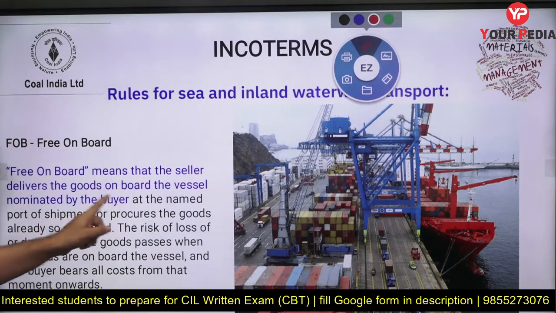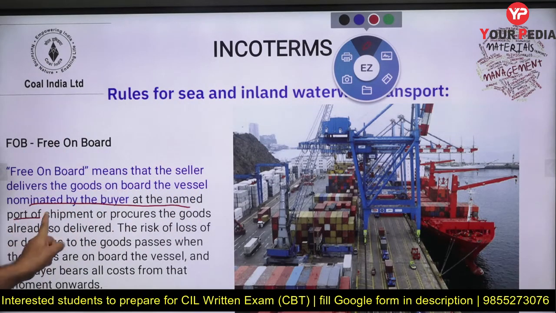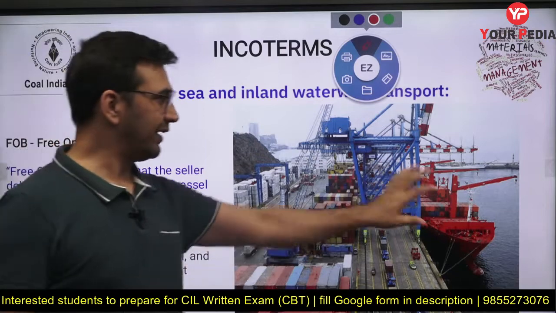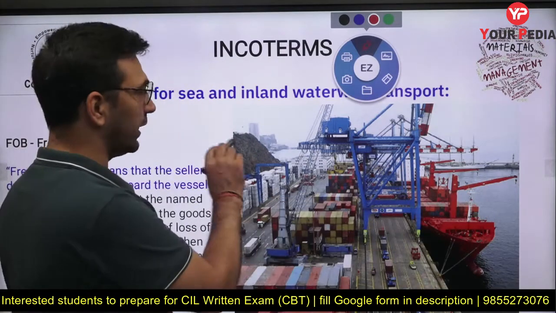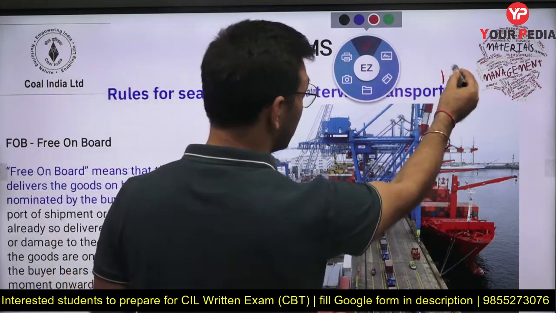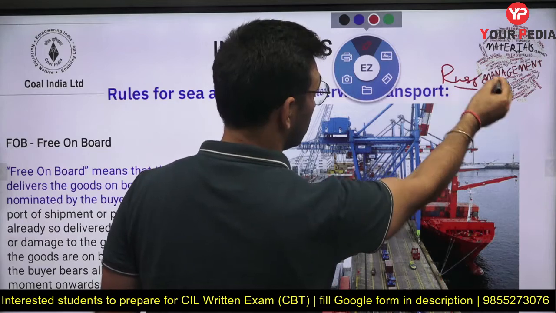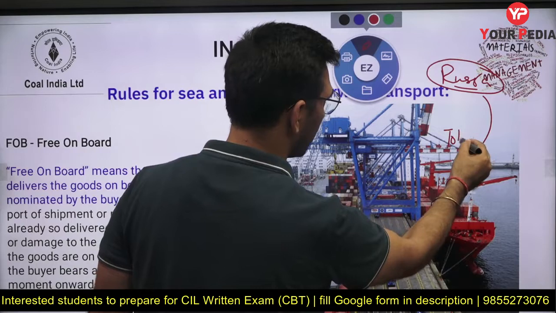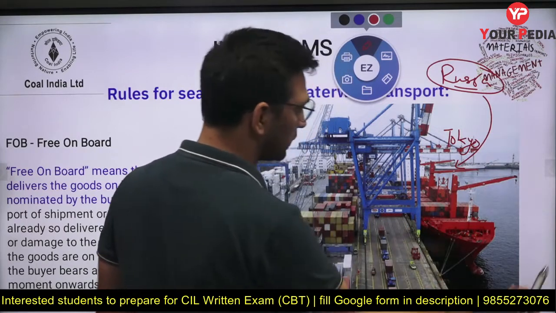Now, nominated by the buyer at the named port of shipment and procures the goods already on board. हाँ, एक और चीज हो सकती है कई बार. एक तो ये चीज है कि okay, you will deliver it over there. Sometimes it may happen that, okay, Russia से आया ship, it's something this way, and it came to this Tokyo port, right? And then this has to go to India, let's say.